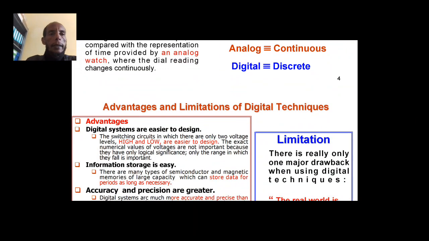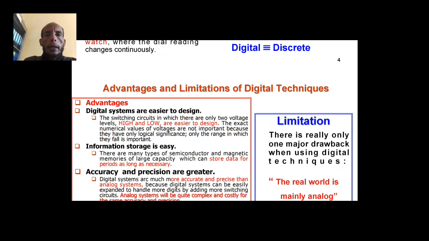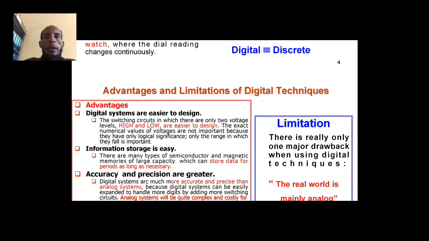What are the advantages and limitations of analog and digital representations or signals? They have their own advantages and limitations. In terms of digital, we have certain advantages. Digital systems are easier to design, especially in this era. Digital electronics and electrical systems almost dominate the world because most of the time designing a digital system is easier than the previous analog ones.